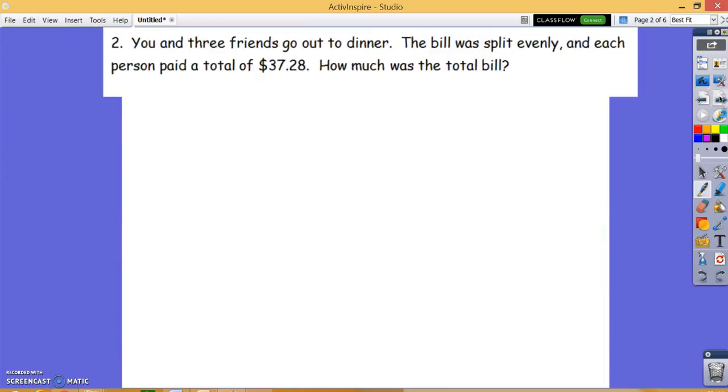You and 3 friends go out to dinner. Okay, I'm going to underline that. Sounds important. The bill was split evenly. Splitting evenly. That sounds like it might be an operation. And each person paid a total of $37.28. How much was the total bill?